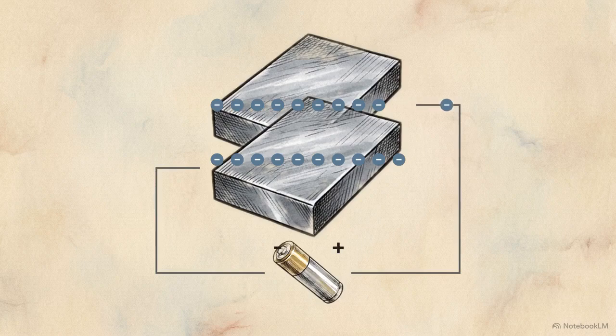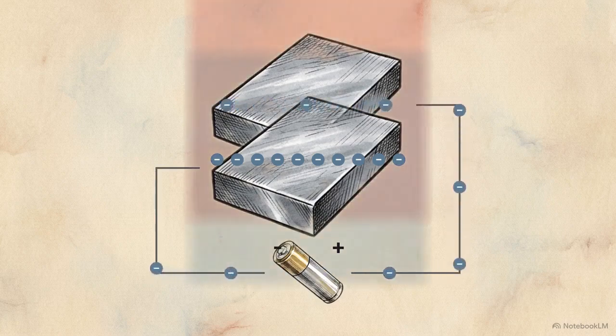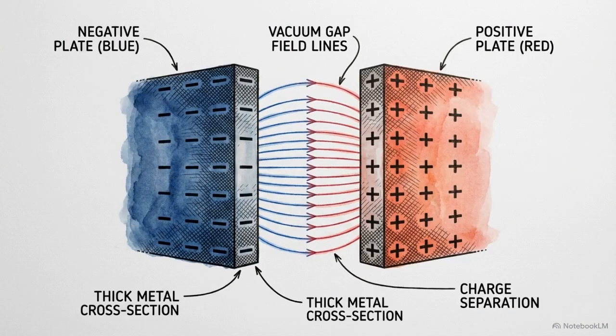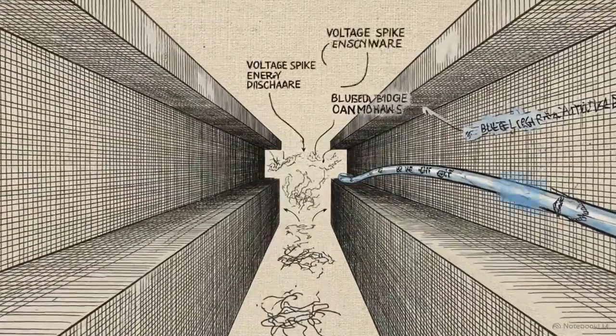When connected to a voltage source, that balance breaks. The source pulls electrons away from one plate, pushes them through the external circuit, and forces them onto the opposite plate. Because the plates are separated by an insulating dielectric, no electrons actually cross the physical gap. Instead, one plate becomes negatively charged, leaving the other equally positive. This creates a potential difference.